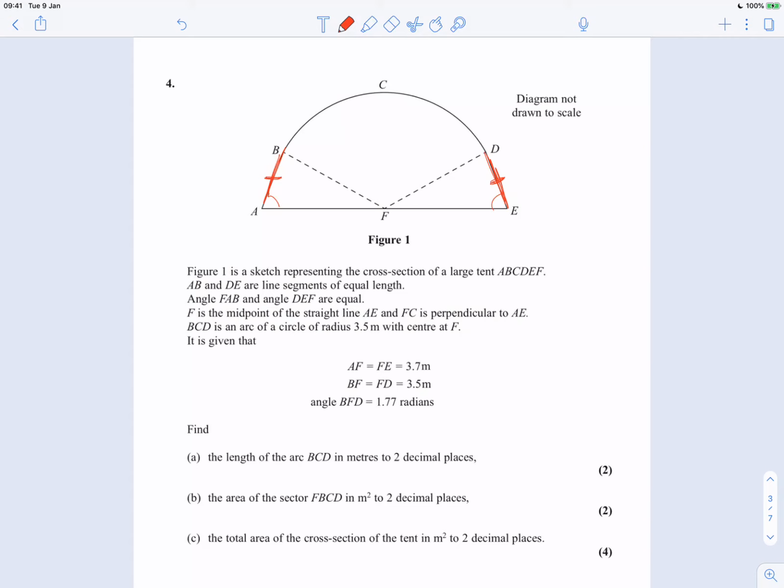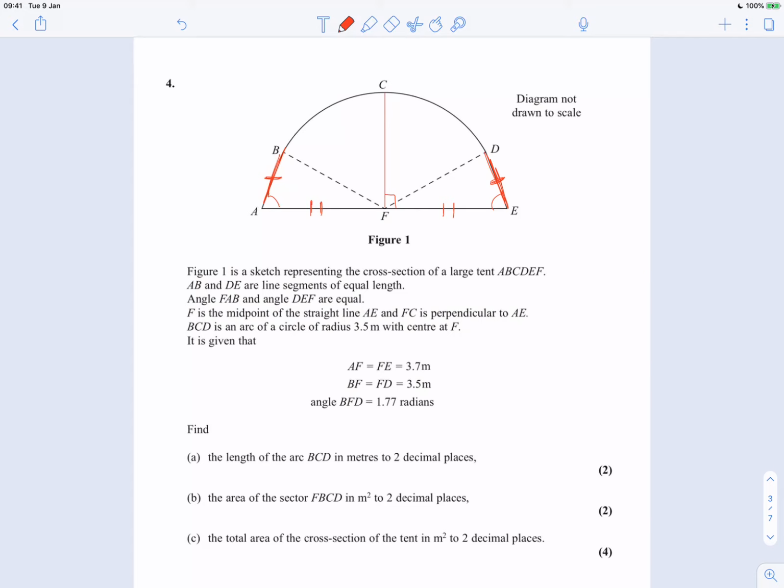F is the midpoint of the straight line AE. Hold on, F is the midpoint of AE, right? So that side is the same as this one. Okay, so it looks like they're congruent triangles because I've got side angle side here, side angle side. So essentially they're the same triangles, they're congruent. Cool. And AE and FC are perpendicular. Okay, so that means if I draw a straight line from F to C, what that's just saying is C is at the very top of this, and that's 90 degrees.